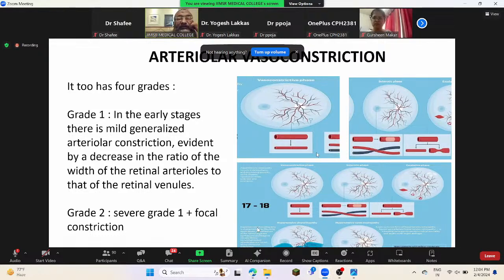In grade 2, there is grade 1 plus focal constriction. The focal, unlike the general constriction that you see here, there are focal areas that undergo more severe changes. Then what you see below are the later changes that will be discussed later on.